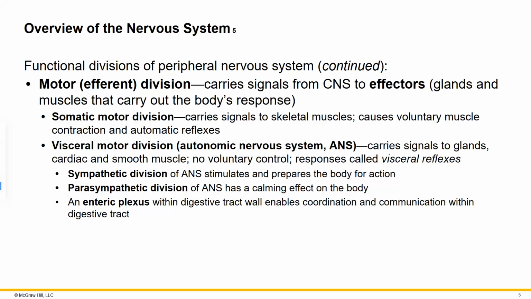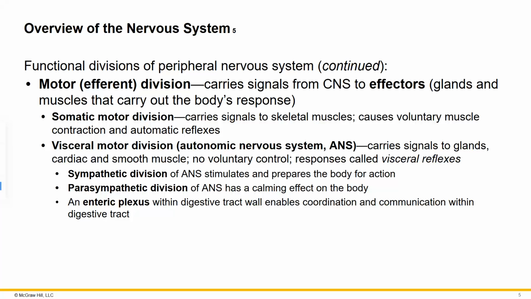The motor or efferent division carries signals from the central nervous system to the effectors, glands and muscles that carry out the body's response. The somatic motor division carries signals to the skeletal muscles, which causes voluntary muscle contraction and autonomic reflexes or automatic reflexes. Visceral motor division, autonomic nervous system, ANS, carries signals to glands, cardiac and smooth muscle. There's no voluntary control here, and responses are called visceral reflexes.